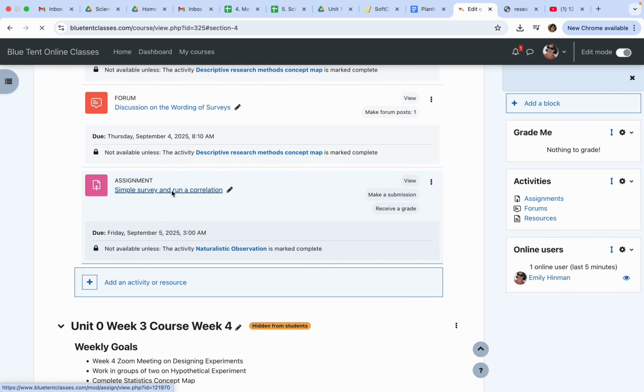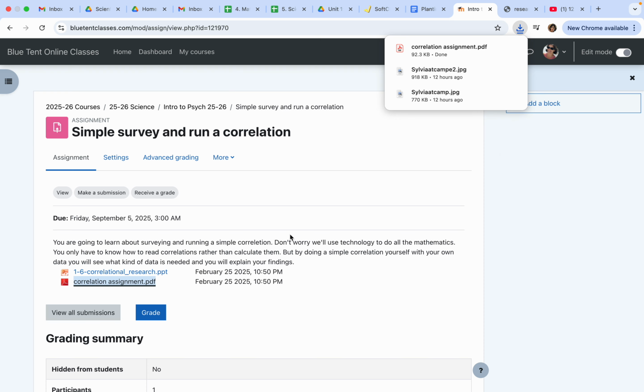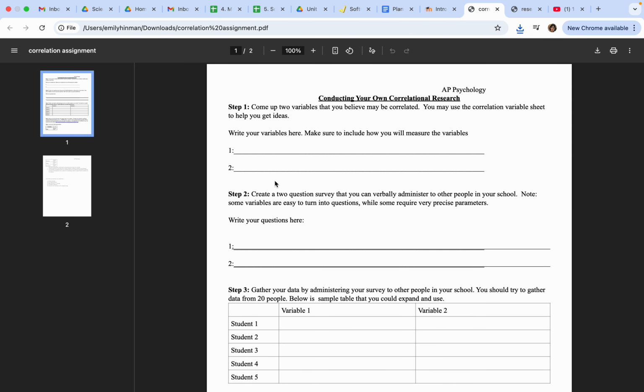Probably the longest assignment for this week is to do this survey to make a correlation, all right? And don't worry, you don't have to do the mathematics in a difficult way. So first, read through correlational research, read through this PowerPoint. And second is the assignment is here, all right? So you wanna have two variables and how you're gonna measure them. So what two things are you curious to whether they're correlated? Right? And these have to be something you can ask people.